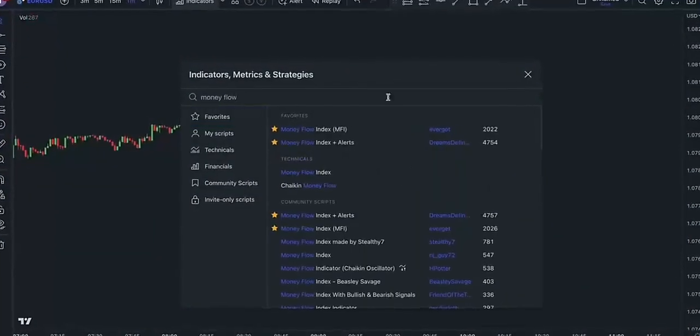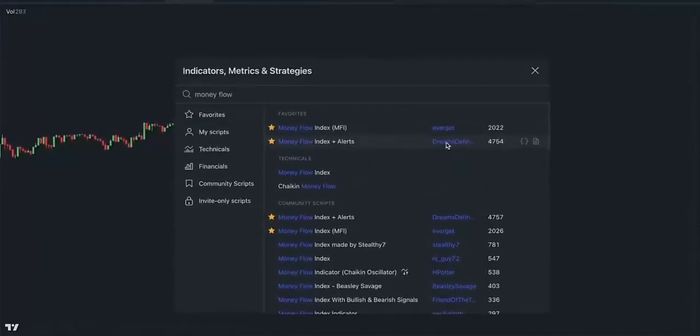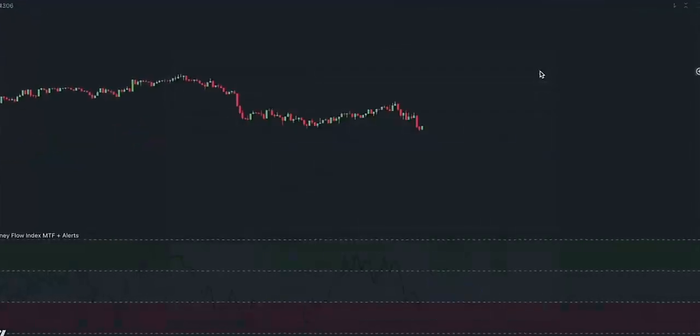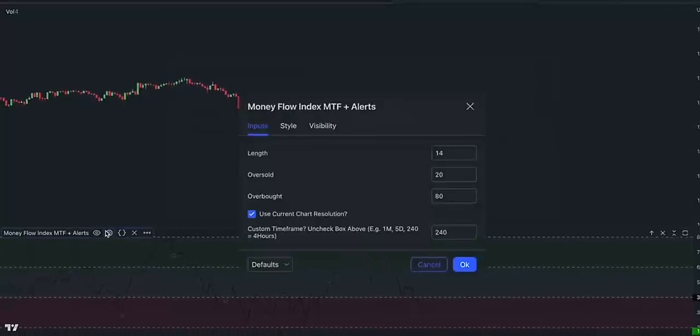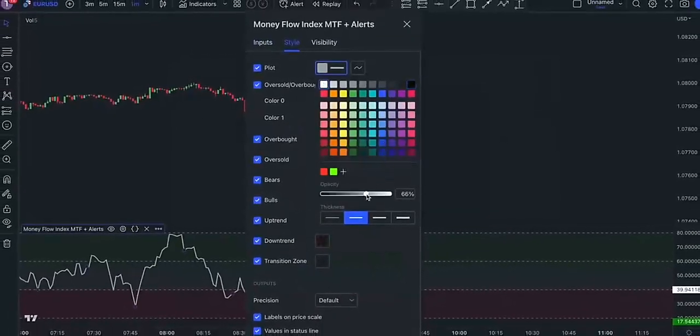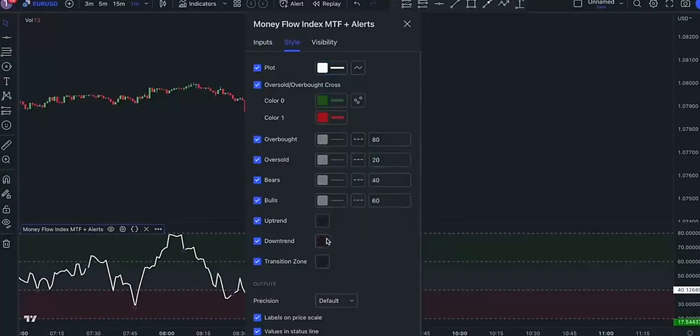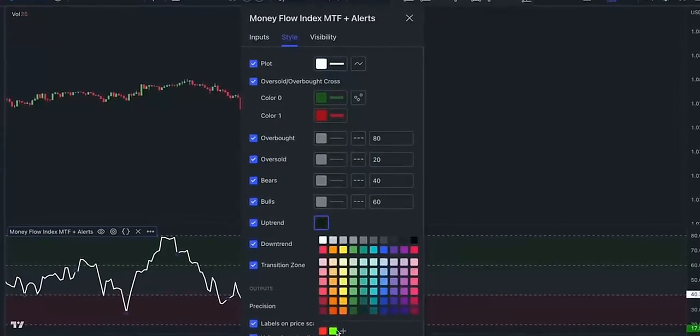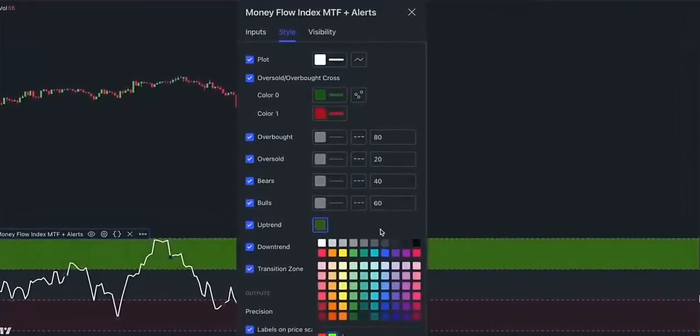So for the first indicator, let's add the money flow index. There are many options out there. I personally recommend this one by Dreams Defined. Before I explain how this tool works, let's change the colors of the lines so that we can see them more clearly. For that, we need to open the style and change the plot from black to white. In addition, let's make the backgrounds a bit more visible.